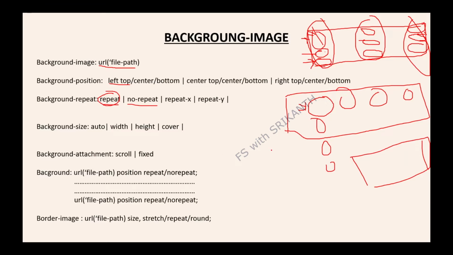With the help of the text, we can decide whether it will be scrolled or not. The scroll would be the default. Fixed, in the sense, the image will be fixed. Even when we are scrolling, that image is not moved. So that is a benefit.